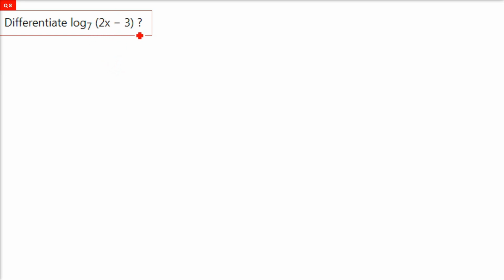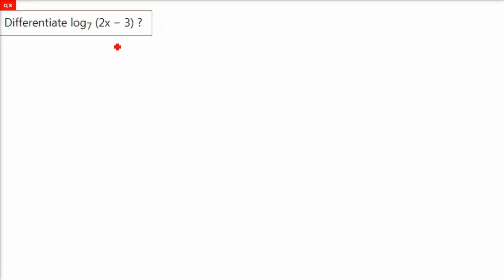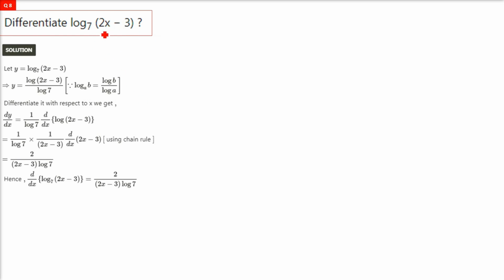Log base 7 of 2x minus 3. Log to base e is 1 by x, but when you have log base a, some constant base, not e, it is different. The standard base is e, which we write as ln. But when we write log with some base, say here the base is 7, log base 7 of 2x minus 3.